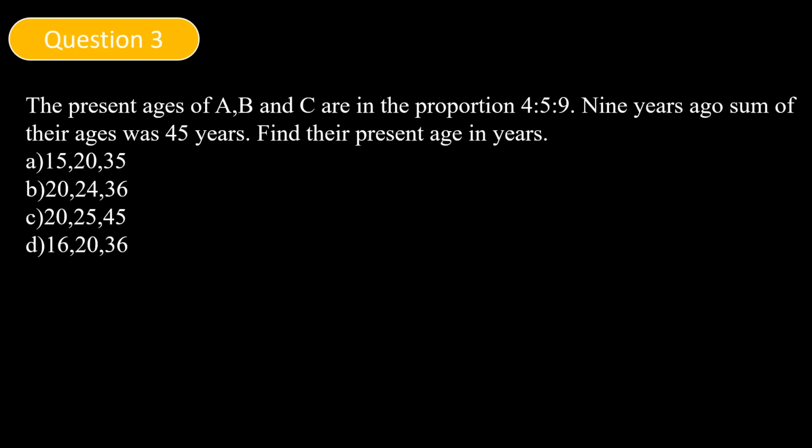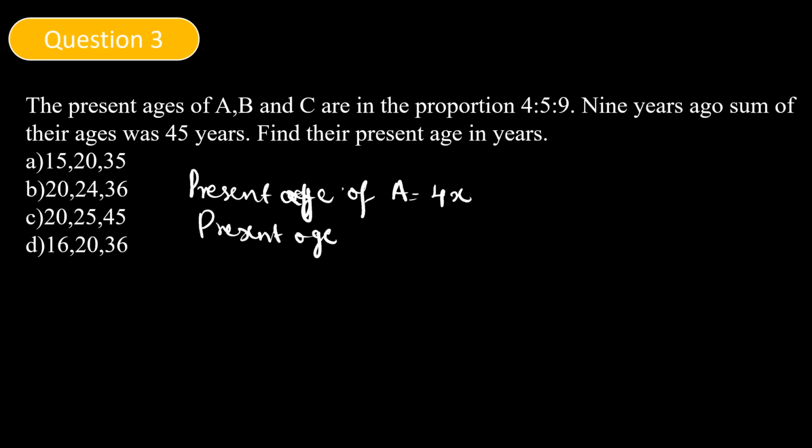Next question. The present ages of A, B, C are in the proportion 4:5:9. 9 years ago, the sum of their ages was 45 years. Find their present ages in years. That means, let the present age of A be 4x, present age of B be 5x, and present age of C be 9x.